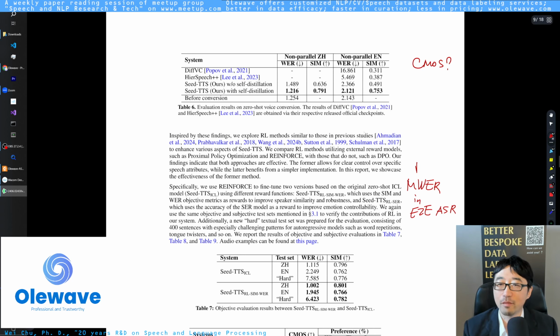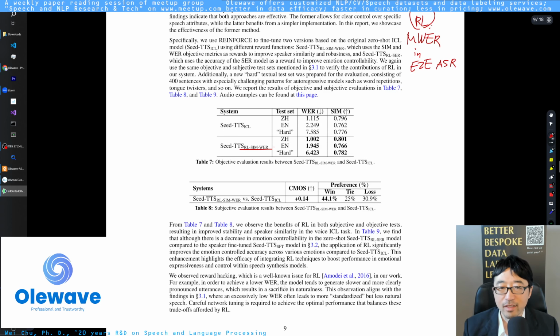Okay, this is RL, minimum word error rate, and they're doing a similar thing by minimizing the word error rate of the generated speech, and also maximizing the similarity score. So they put it into the reward function. Of course they get better performance, because there's a reward on that. But whether the CMOS is better, CMOS is better.